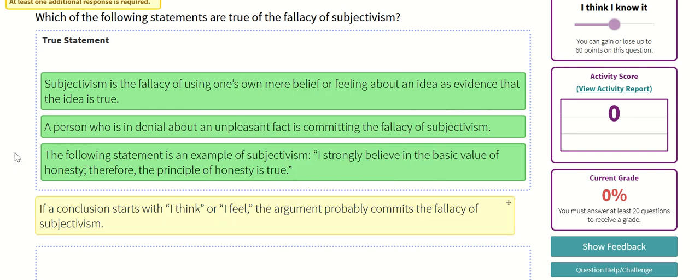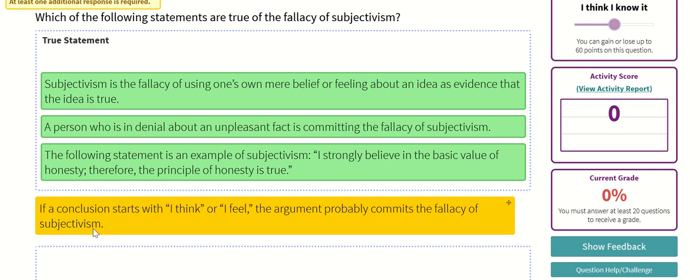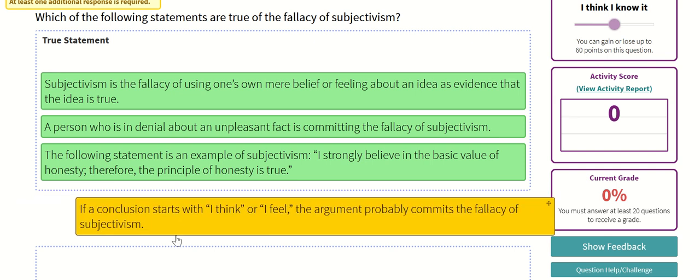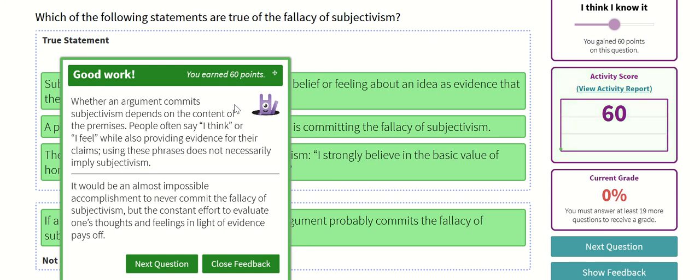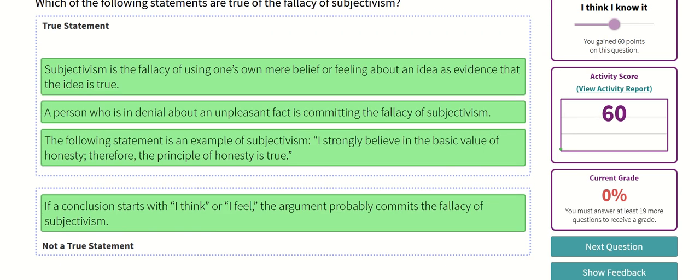If a conclusion starts with I think or I feel, the argument probably commits the fallacy of subjectivism. I would say false. I often will say I think this or that, but I don't like the term probably. It depends. I would say false, and it agrees with me. But in general, I don't like saying I feel this if we're talking about an argument.